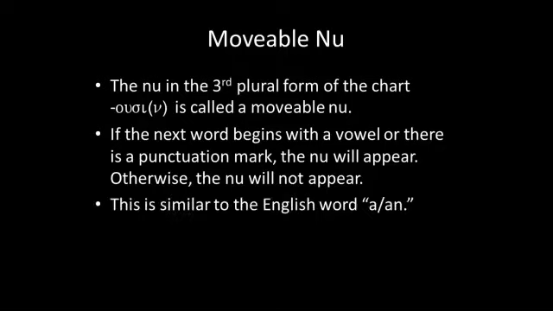In English, we have something similar to this with the word a or the word an. A football, an apple. Doesn't change the meaning. It's just there for the sake of how we pronounce things. So that's why you see that movable nu hanging out on the third plural form there. The next word begins with a vowel, the nu shows up. The next thing you see is a punctuation mark, the nu shows up. Otherwise, the nu doesn't show up.